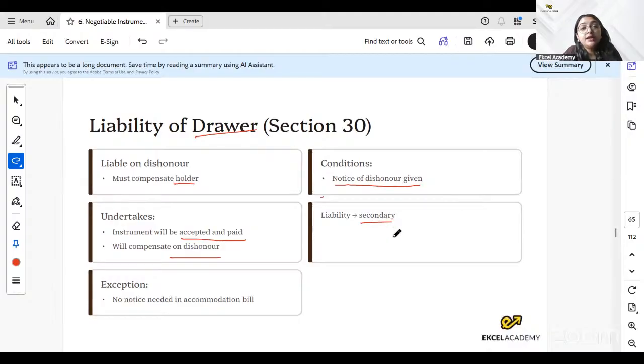Whose is the primary liability? The banker's liability is primary. My liability is secondary. Why? If the banker does not pay for any reason, then it will be my responsibility to pay. The exception is that no notice is needed in an accommodation bill. Why? Because there was no real transaction itself, right?